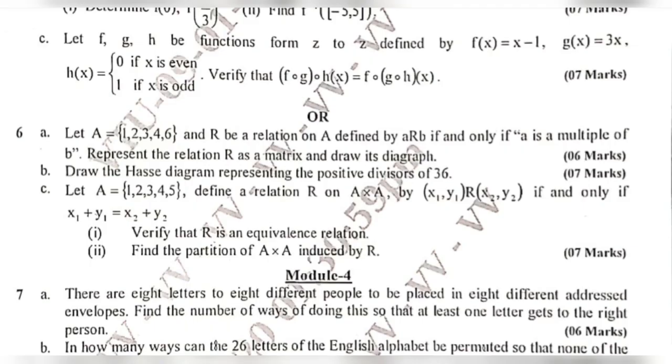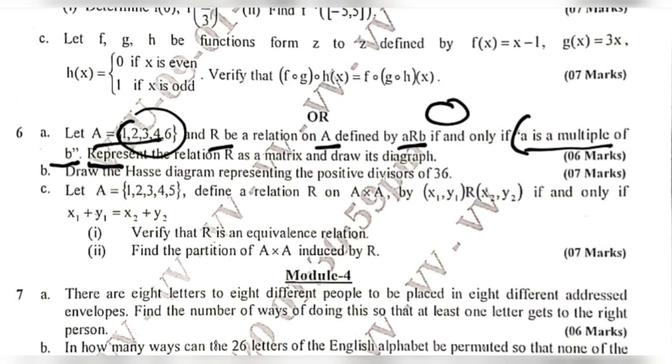Okay, coming to the sixth question, we have been given the set A: 1, 2, 3, 4, 6, and R be the relation on A defined by A relation B if and only if A is a multiple of B. Okay, so we are going to select two elements from this which satisfy this condition, which is A is a multiple of B. Okay, so what we need to do first is find the pairs, and after that we need to represent the relation as a matrix and draw its digraph.